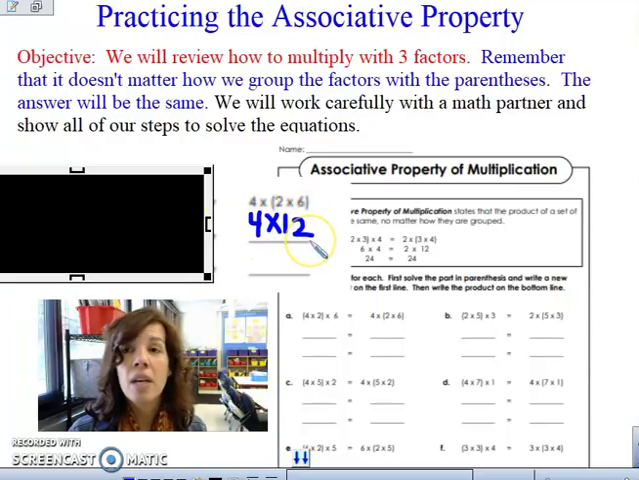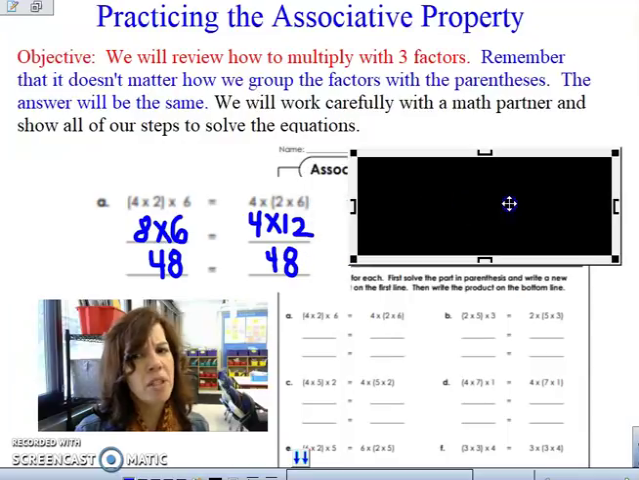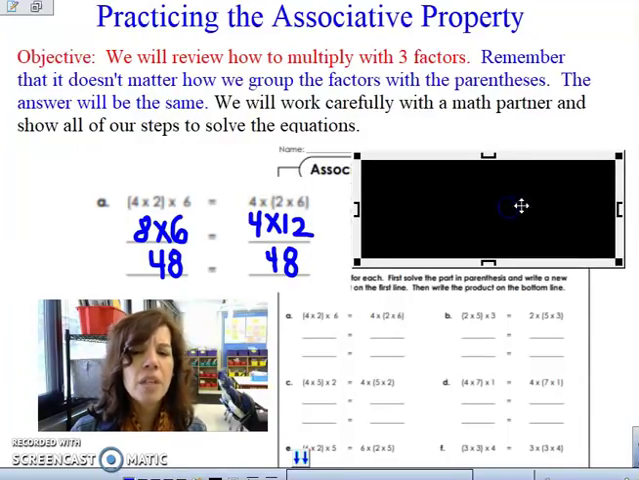4 times 10 quickly is 40. We've been practicing on 11. 4 times 11 is 44. 44 plus 4 more is 48. So here's another way that you can use a multiplication table, or ask yourself, what do I already know about my multiplication facts that can help me?